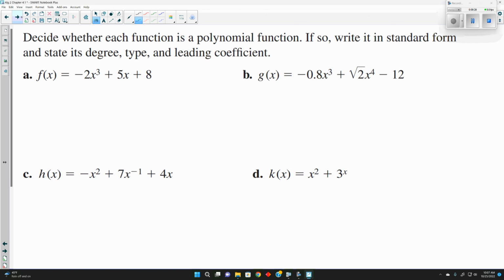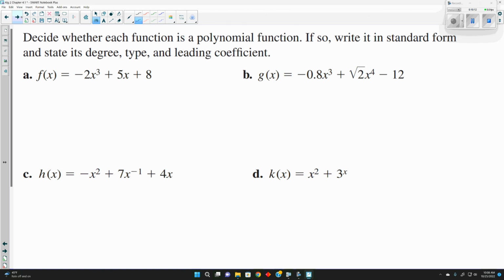So if we look at A, first we want to decide whether it's a polynomial function, and if it is, we want to write it in standard form, state its degree, type, and leading coefficient. So if we look at this first one, A, negative 2x cubed plus 5x plus 8. So first thing, do we have any negative exponents? No. Do we have any fractional exponents? Any variables inside of a radical? No. Any variables being multiplied together? No. Variables in the bottom of a fraction? Variables in an exponent? So can we say this is a polynomial function? Yes. So this is a polynomial function.